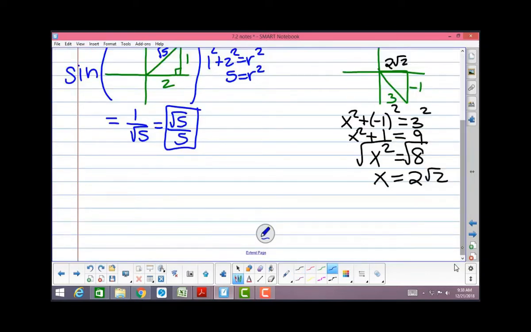So now that we know x, y, and r, we can now figure out the cosine. So we know all the information about this angle, and so we know cosine is x over r. So then I just have to know, okay, the cosine is going to be 2 root 2 over 3, and that doesn't simplify any more, so that's the answer.